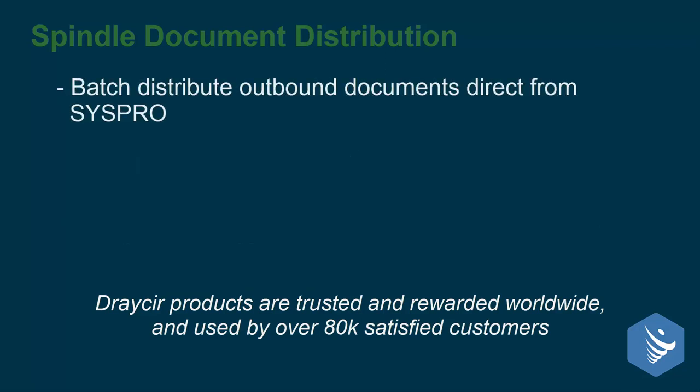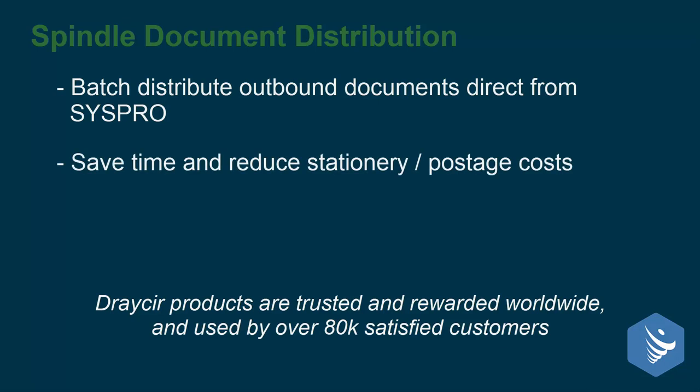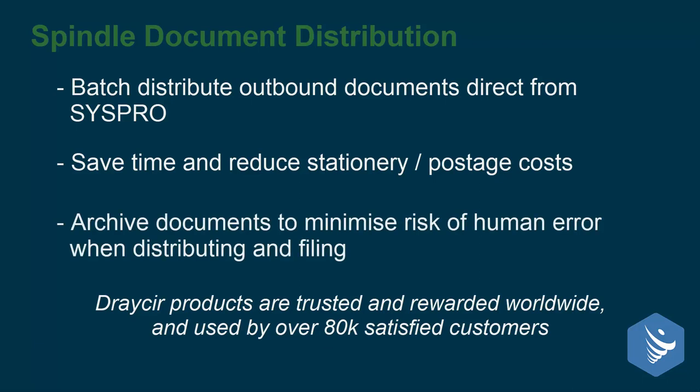Outgoing documents are batch distributed directly from SYSPRO, helping to save time and reduce stationery and postage costs. These documents can also be archived at the same time, minimising the risk of human error when distributing and filing documents, and helping towards achieving a paperless office.